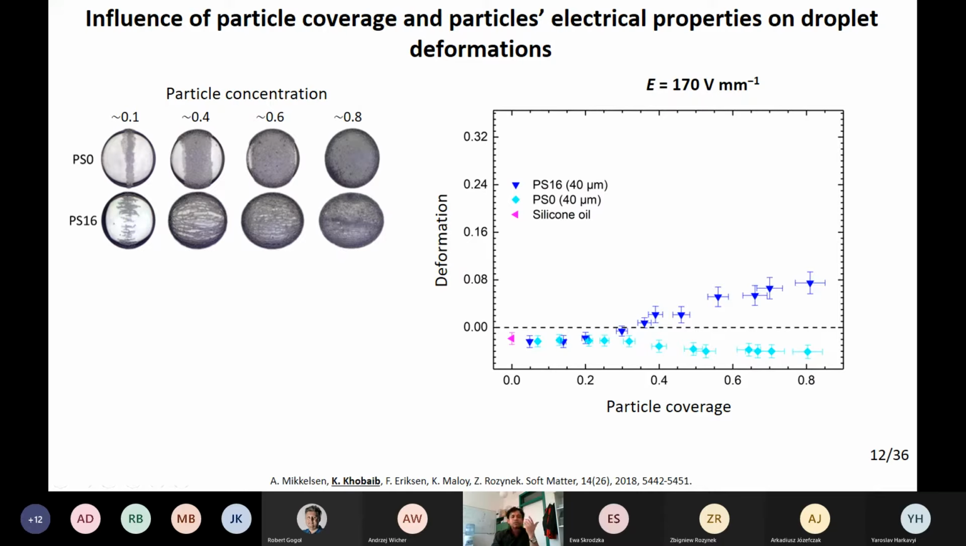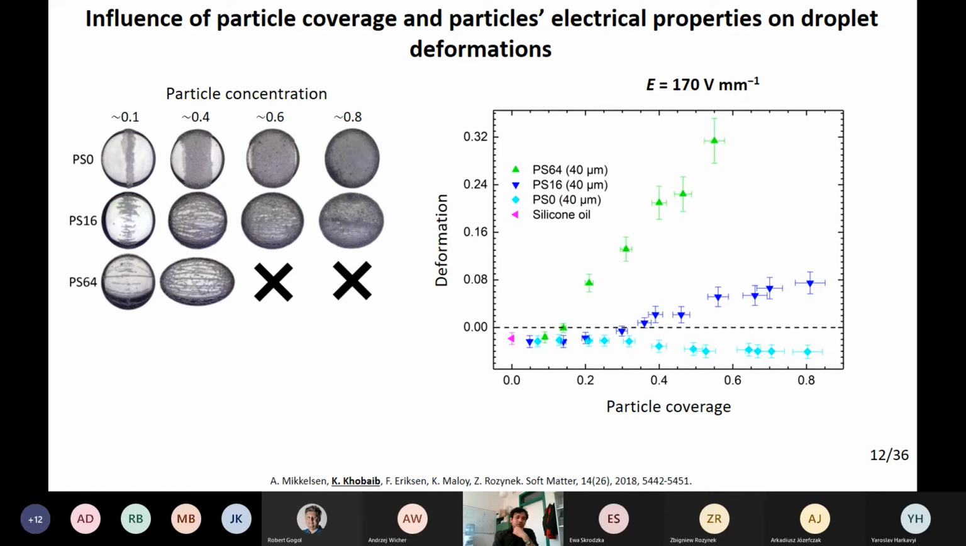Now we used another, more conductive particle. What we found is that at very small concentration the droplet was in oblate deformation, but when we increased a little bit higher, say 0.15, the droplet started going to prolate deformation. But with these very highly conductive particles, we cannot use a very high concentration because the droplet is stretched quite strongly and breaks. So it means that the dipolar interaction is increasing with increasing particle conductivity.